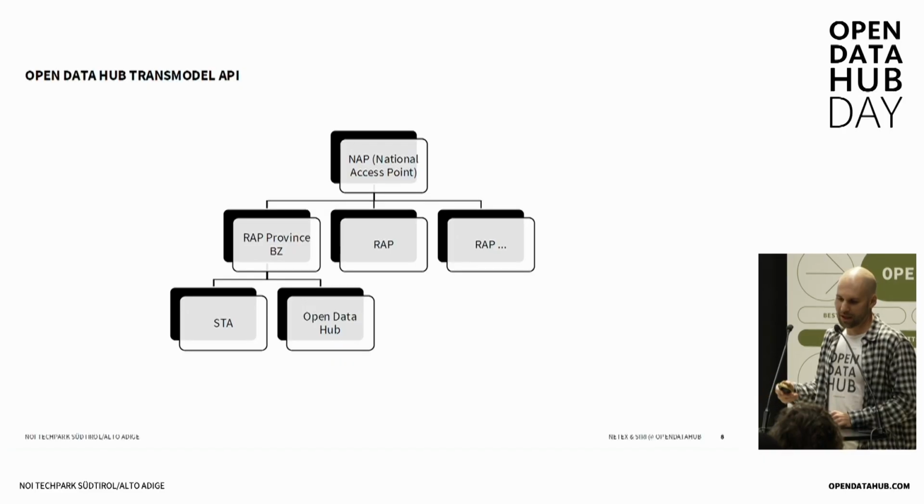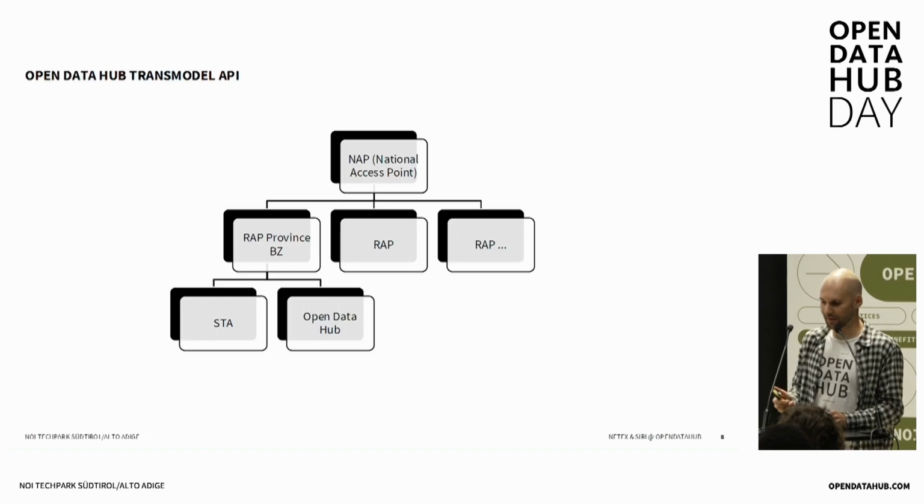Okay, so to get back to the role that the Open Data Hub plays in this project, you've seen there is the national access point, so there's an Italy-wide access point that all the mobility as a service operators can use to get the data. Then each region, or in this case province, has its own regional access point, and we are providing part of the data of the regional access point of the province of Bolzano.